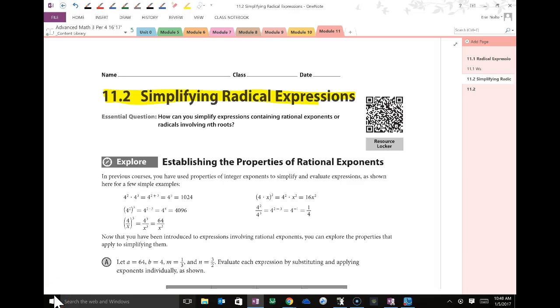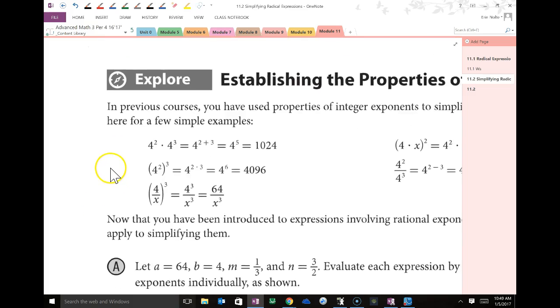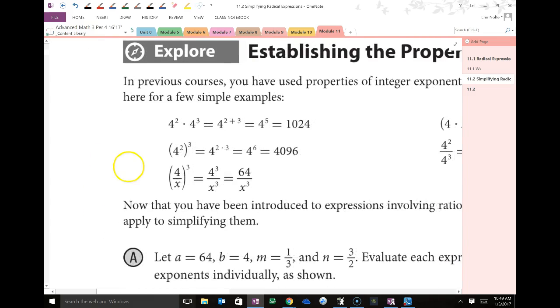Okay, so 11.2 is called simplifying radical expressions. Really this is kind of an extension of what we just did in 11.1 with simplifying radical expressions and rational exponents. So we're still working with the same stuff, we're just working with a few more details. Let's start with these three things right here.